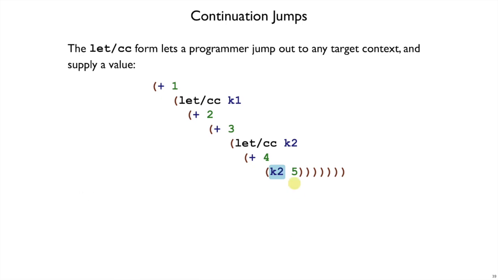If we change the program to jump to k2 instead, k2 is the continuation at this point. And that continuation is adding 1, adding 2, adding 3 with a dot. I've left out the letcc around here for reasons that will become clear later. But this reflects the continuation of this letcc call here, and so when we jump to k2, that means we drop a 5 in place of the dot there, and we get, well, let's see, 11, right?